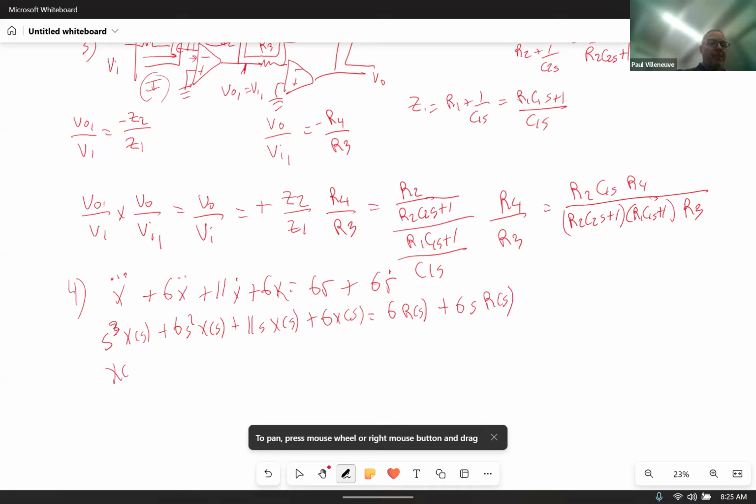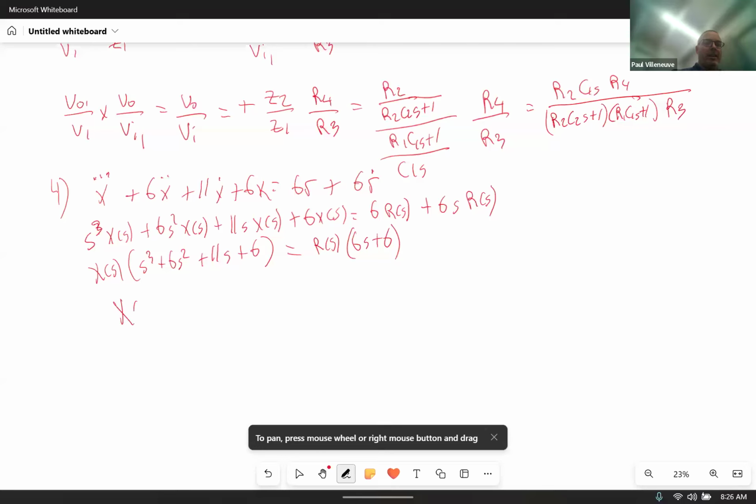Factor. On the left-hand side, I'm going to factor X of s: s cubed, 6s squared. On the right-hand side, I'm going to factor R. Now I'm looking for X of s over R of s, which is going to be equal to that. That's it. All you needed to do for this problem.